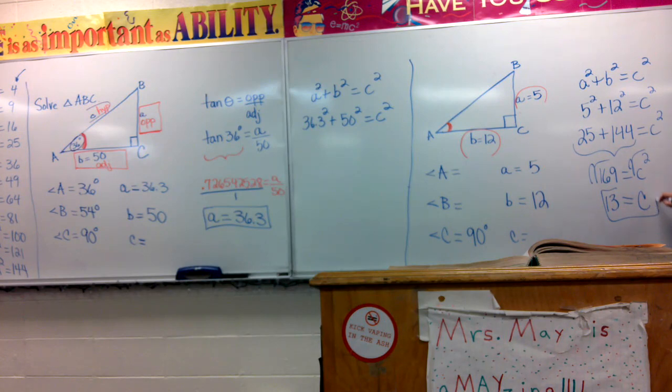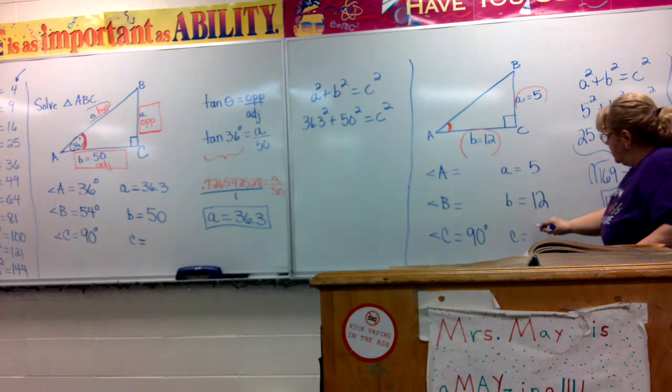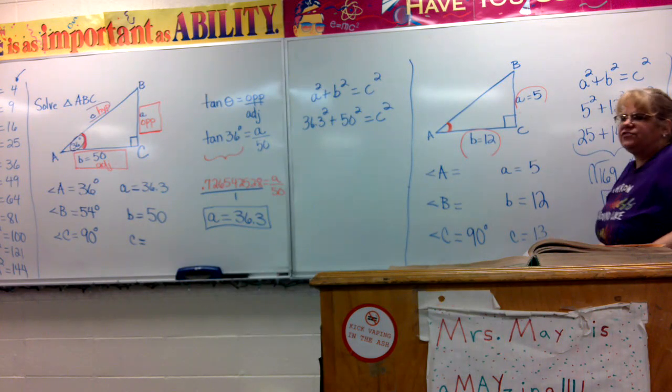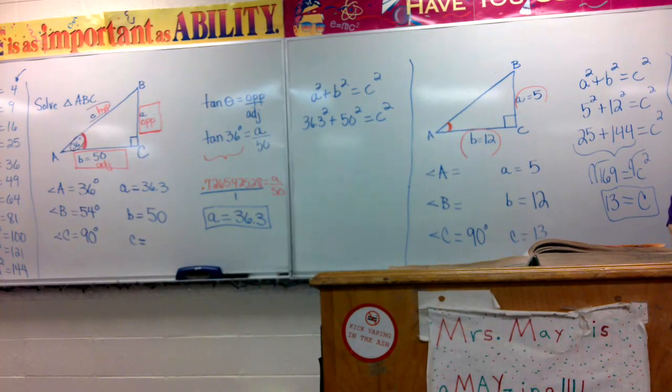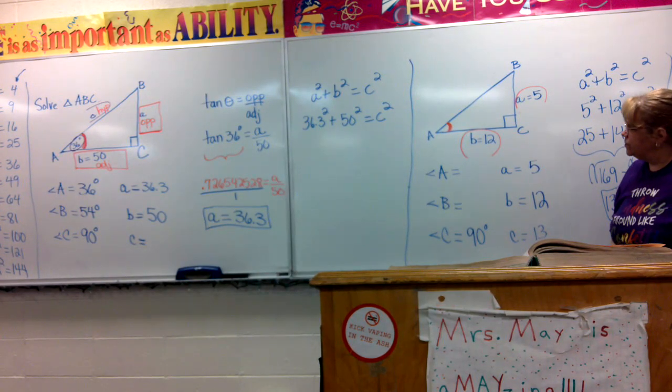So I get side C is 13. Is that what you get? Sure. Does that seem reasonable? Remember, the hypotenuse always has to be the biggest side. Is it? Yeah, seems reasonable.